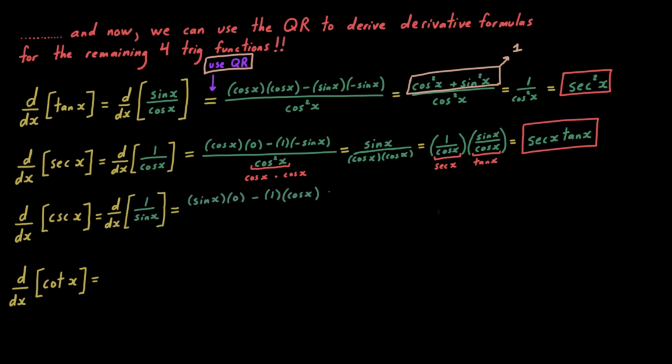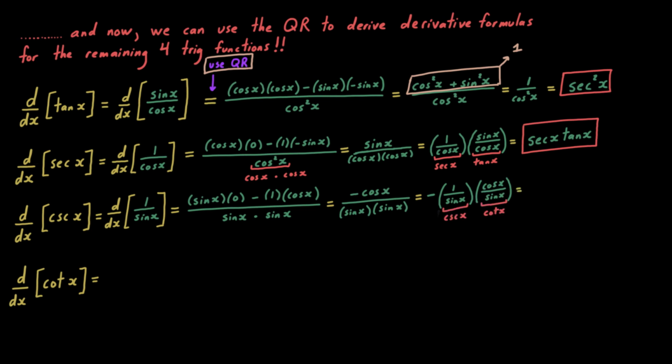Let's prove a third one. We're on a roll here. Same deal, quotient rule that guy, and we get this, negative cosine over sine times sine, break it up into two fractions, 1 over sine times the other fella, which is cotangent, of course, cosine over sine. And there is our formula for cosecant. The derivative of cosecant is negative cosecant cotangent.